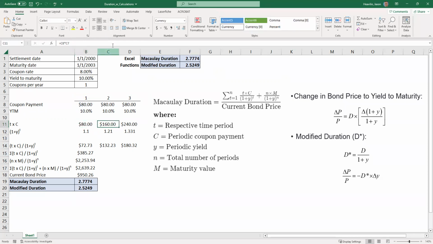And then we do this. Coupon times the period. And then we do that as well. What this is doing is like a cumulative coupon payments.